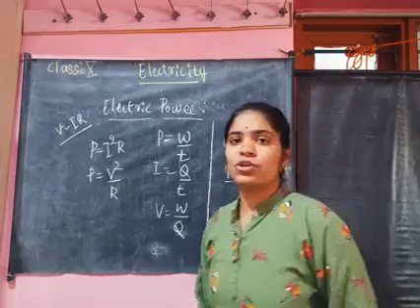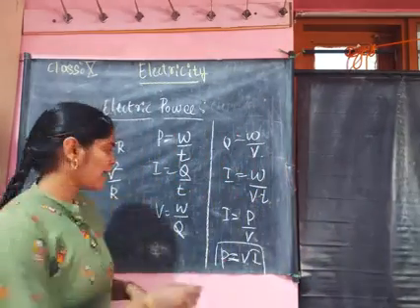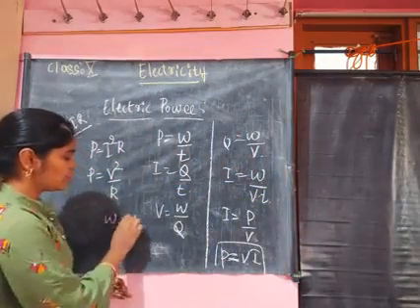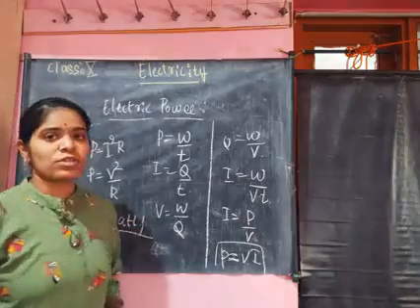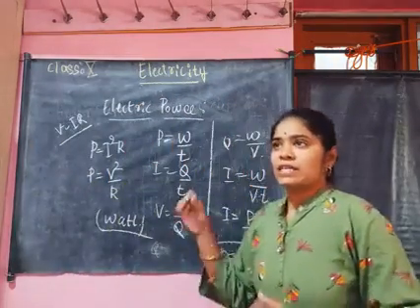So what is the unit of electric power? As you all know, it is the watt. This is the SI unit of electrical power. So this is all about the electricity concept.